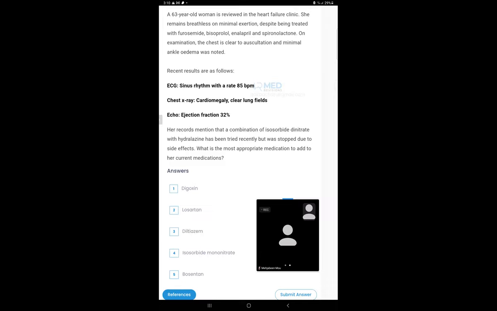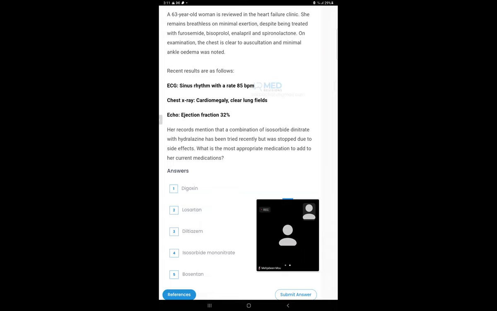Now, here's another interesting thing. They're saying the ejection fraction is 32%. Can any of you tell me what the normal ejection fraction is? What is the normal ejection fraction? Any idea? 50 to 70 is what Dr. Samir says. Now, this person clearly has heart failure. Dr. Hiba and Dr. Bervan are all saying it. They're asking, what should you add?